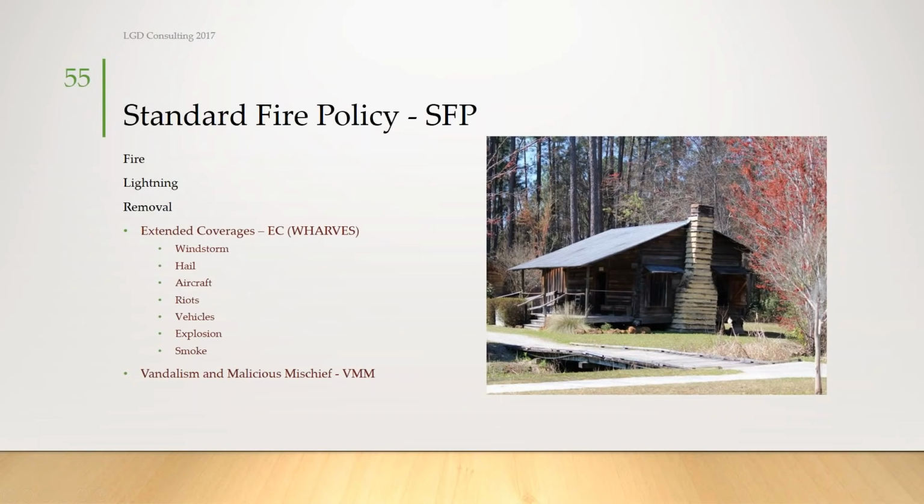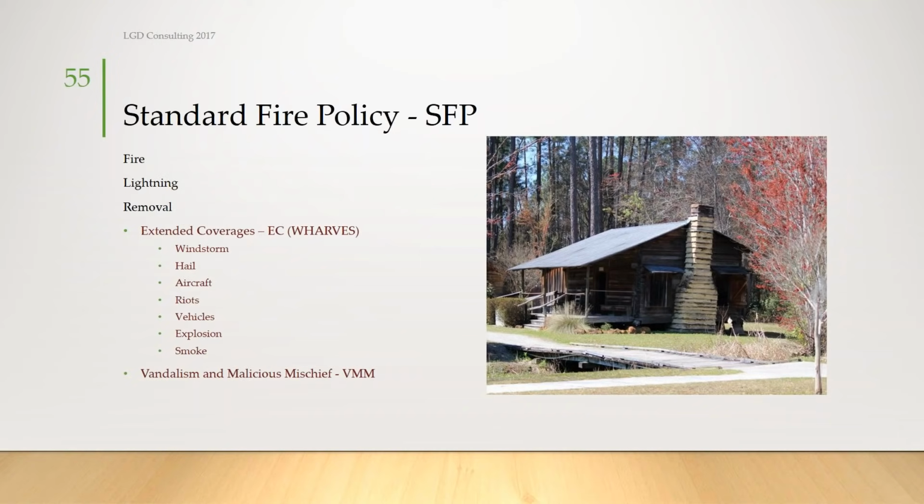Now, if you want, for a slight additional charge, you can add extended coverages, sometimes called EC, and it's a package of 7 additional perils. The easier way to remember it is the awards: windstorm, hail, aircraft, riots, vehicle, explosion, and smoke. So it's a package of 7 additional perils that you can add to the policy.